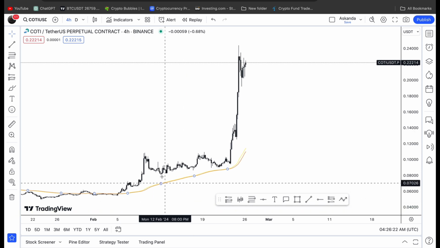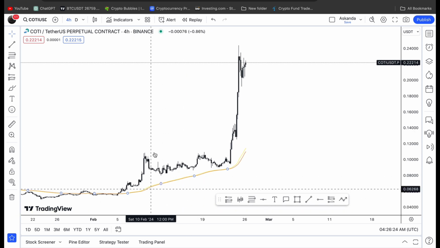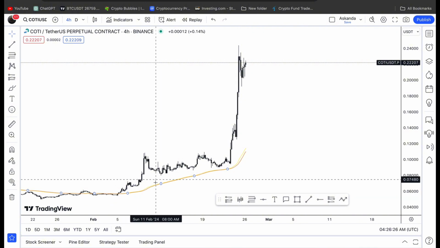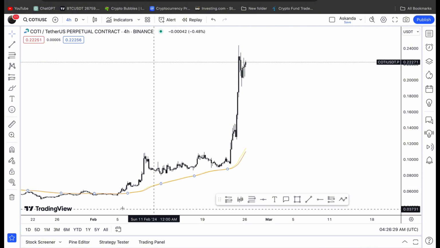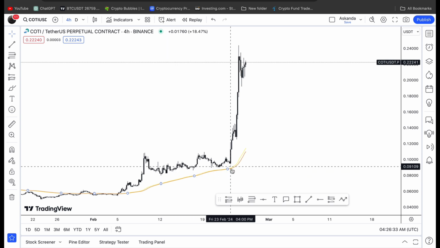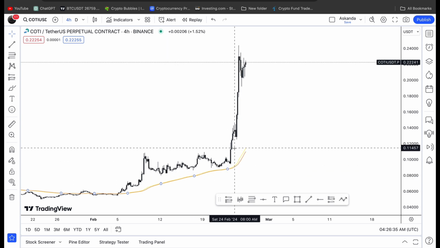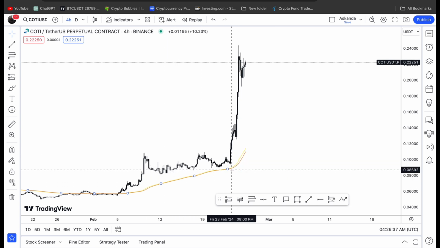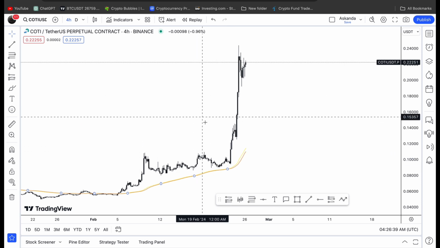So this is a 4-hour, 100 moving average. So I'm saying that if you add the moving average and you select the coin and the moving average is below the candlesticks, you are going to start buying the coin. If the moving average is above the candlesticks, you are going to start selling.